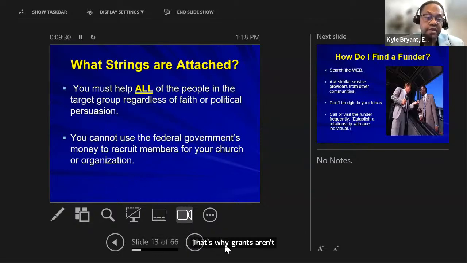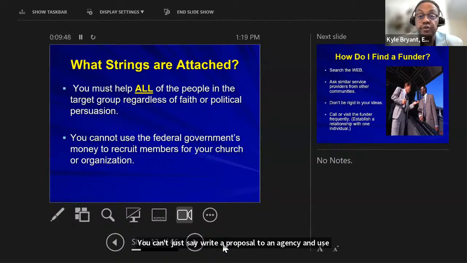So what strings are attached to getting grant money? Well, first of all, you must help all of the people in the target group, regardless of faith or political persuasion. You can't just write a proposal to an agency and use taxpayer dollars, and you're just going to help the people in your church congregation or in your outreach ministry.